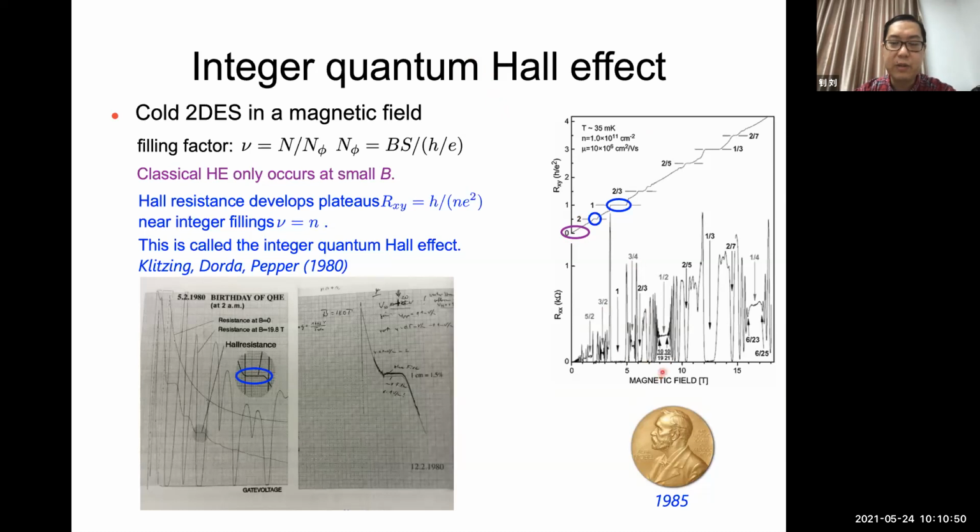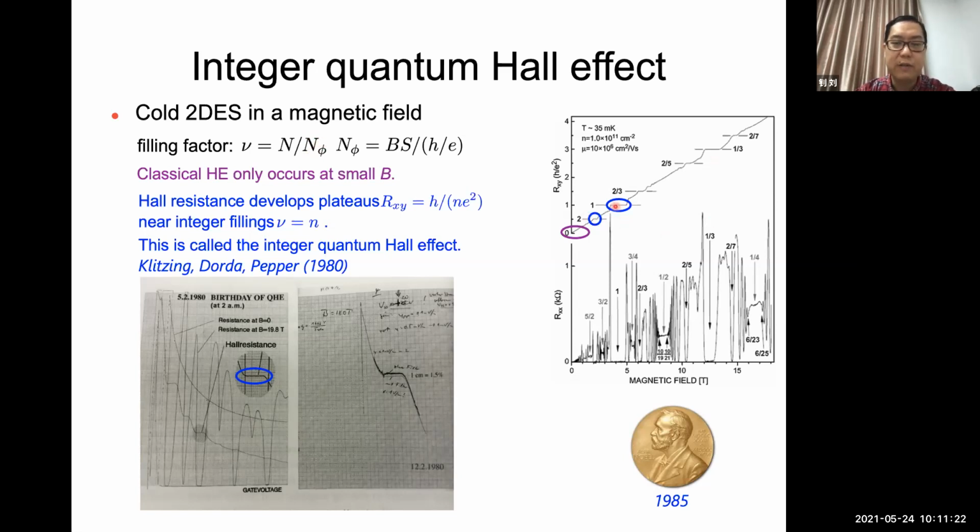However, if we increase the magnetic field, we can find deviations of the Hall resistance from the classical prediction. In particular, the Hall resistance develops plateaus near integer fillings nu equal to n. For example, here is a plateau near integer filling nu equal to 1. Here is another plateau near nu equal to 2. Here the filling factor is defined as the ratio between the number of electrons N and the number of magnetic flux through the sample N_phi.